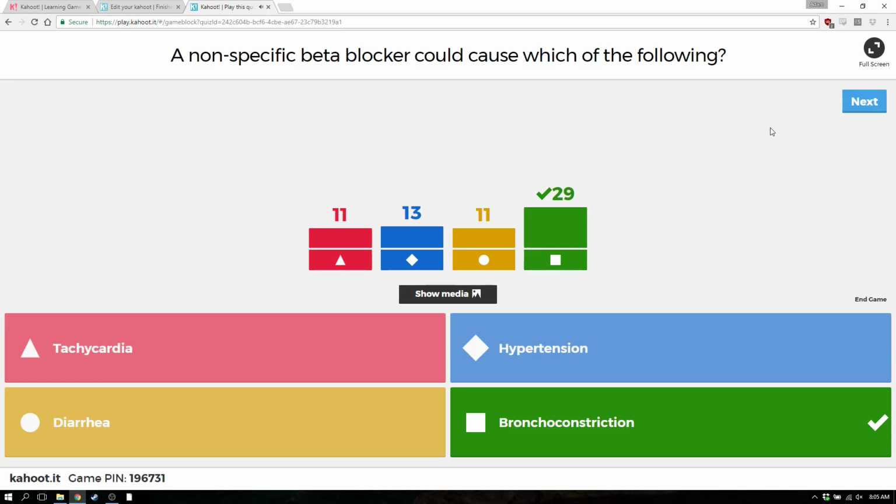Oh wow, that's a pretty even split between the incorrect answers. Okay, so let's evaluate this. Let's figure out why a non-specific beta blocker would cause these types of effects. So look at tachycardia. Why would a beta blocker not cause tachycardia?